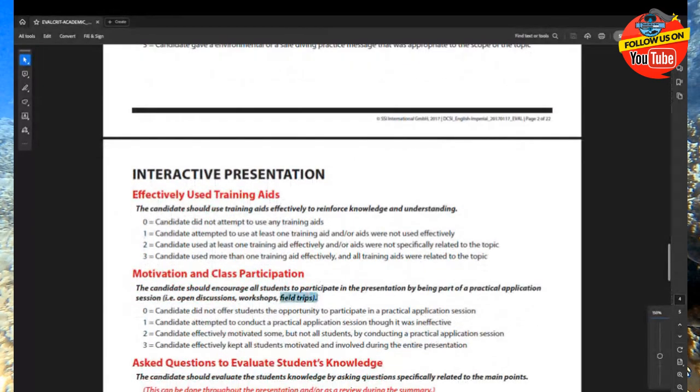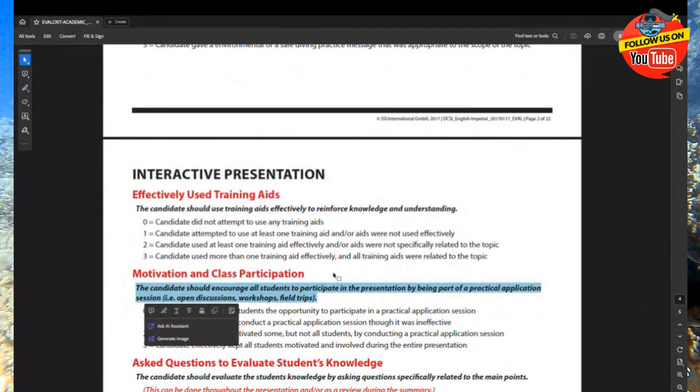Here's one thing I want you guys to notice on this, and it's going to take you to that next level: candidates should engage all the students to participate in presentations by being part of a practical application session. Ken, what do you think we mean by a practical application session? Practical application. This one's difficult for practical applications. Yeah, it is. So always be a little more generous on this one for this type.